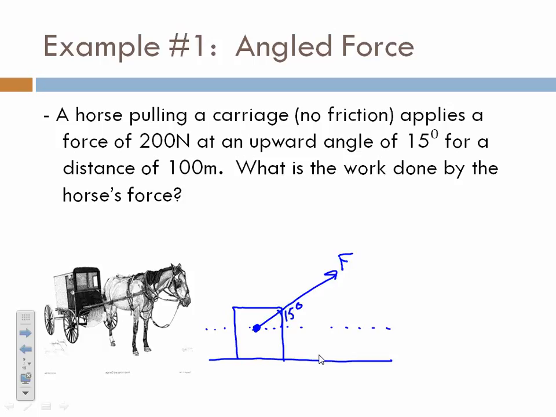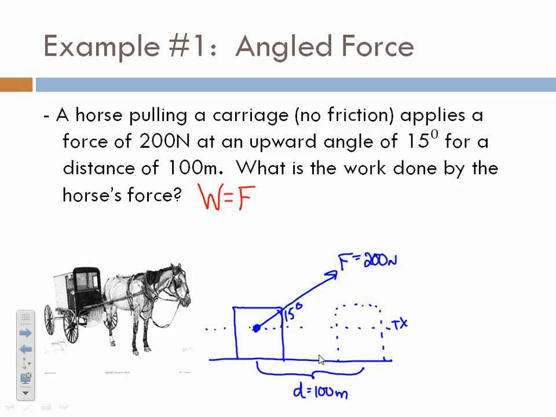All right. Now the horse is actually pulling the carriage in my picture off to the right, and so that's going to be the direction of my positive x-axis. We're going to see later how this direction can change. All right. So I have this force of 200 newtons. All right, I have this angle of 15 degrees. And the other part of this that I see is that the object moves a specific distance of 100 meters. So these three things together are enough to help us calculate the work done by the horse's force.